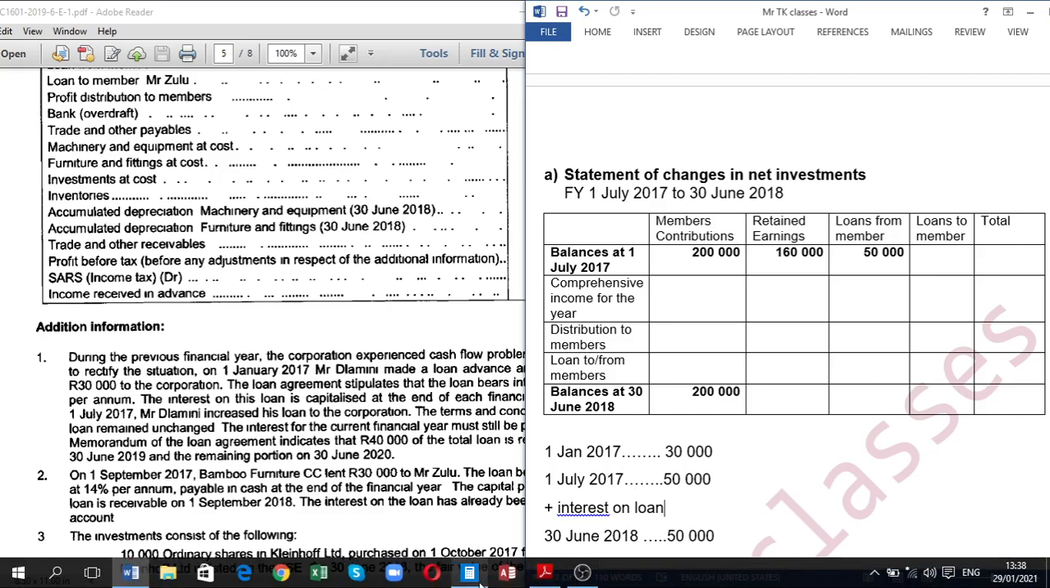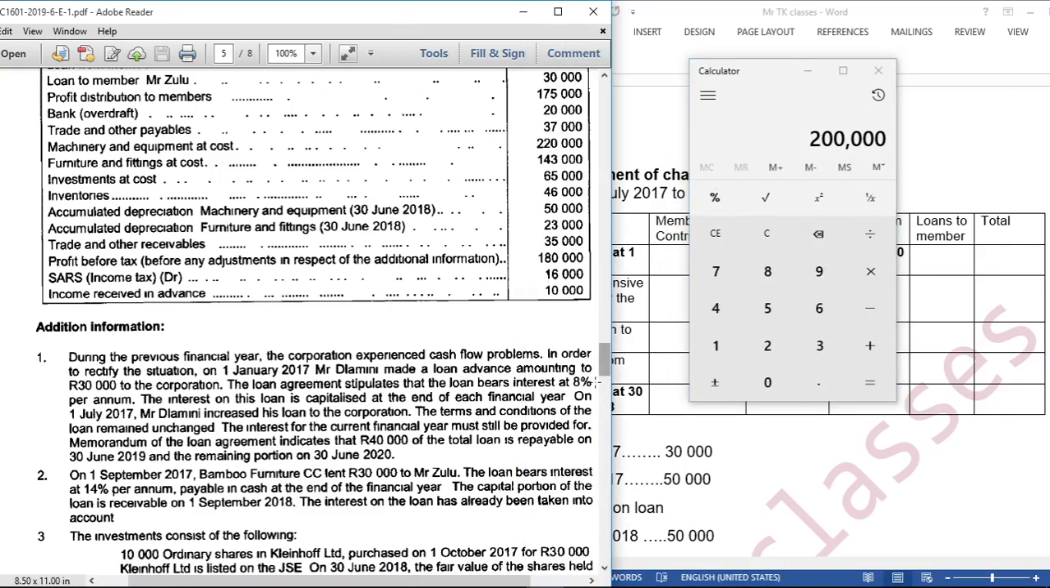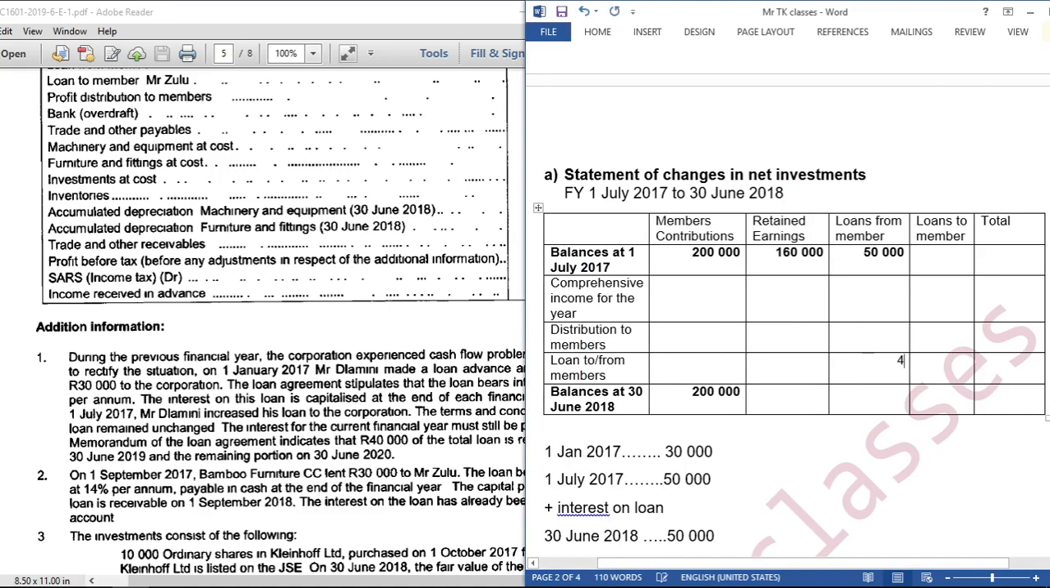Let us calculate that interest on loan. Remember, we are calculating at 8%. So we are going to say 8% of 50,000. Right? We are going to get 4,000. So this 4,000 is the amount that was supposed to be here.